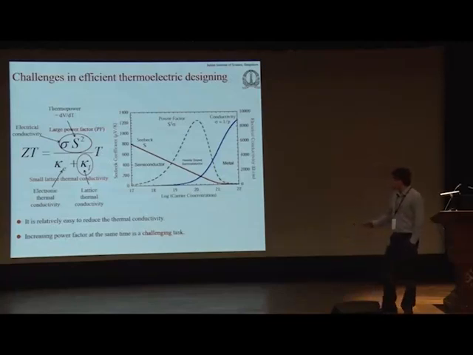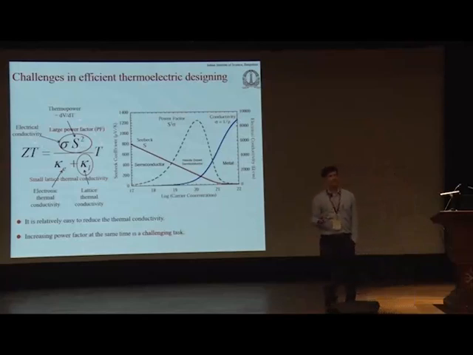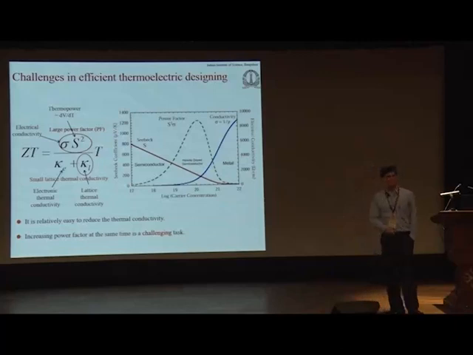Now, all of these physical quantities in this equation have a very funny relation among them. To optimize ZT, you have to somehow break or optimize these relations. It's a great optimization problem. It looks like a very simple equation, but it's very complicated if we like to increase ZT.